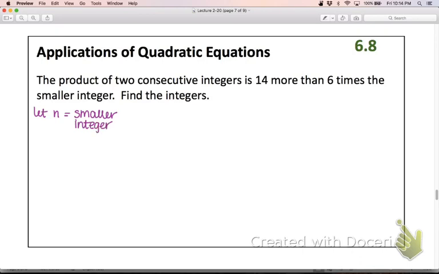If my integer is, say, 6, then the next consecutive integer would be 7. If it was -2, the next consecutive integer would be -1. It would be the next one. So the way I'm getting from n to the next integer is to just move 1 over. That means that n plus 1 is the next consecutive integer.